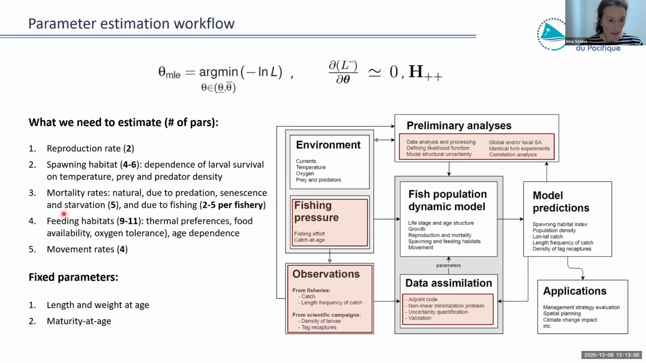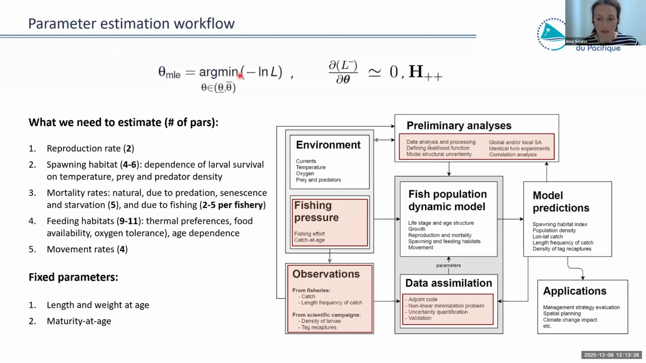For example, for feeding habitat, we have several parameters which describe the thermal preferences of tuna, the food availability and thermal preferences, age dependence, and the mortality rates include predation, senescence, starvation, and so forth.